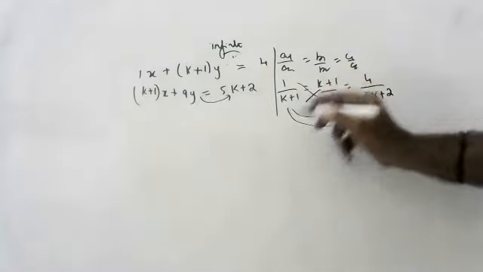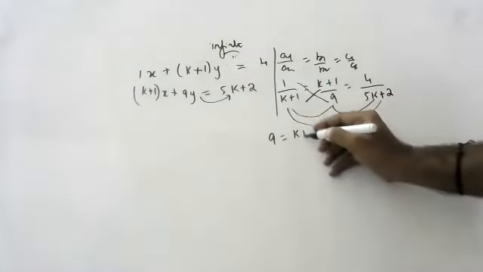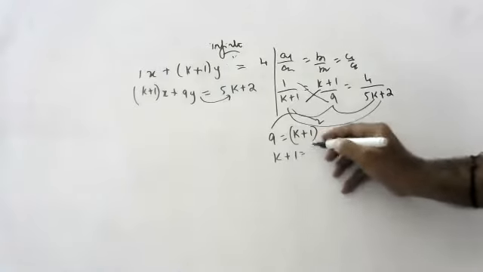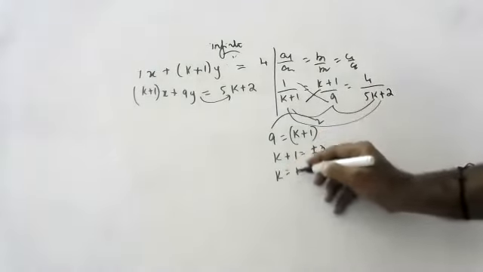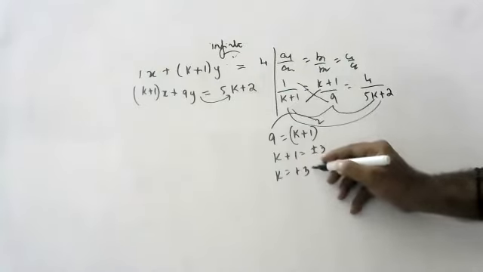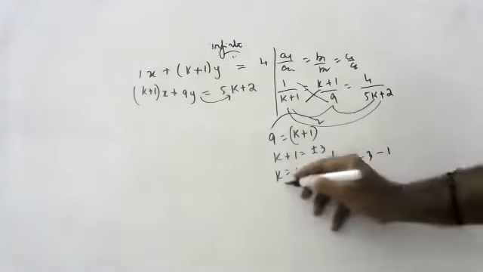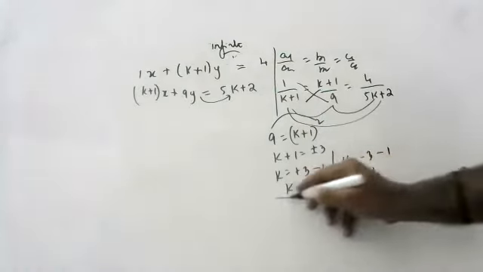So do cross multiplication. So 9 is equal to (k plus 1) into (k plus 1), that is k plus 1 whole square. Square root here, k plus 1 is equal to plus or minus 3. If it is plus 3, then 3 minus 1 is 2. If it is minus 3, minus 3 minus 1 comes minus 4. So k can be plus 2 or k can be minus 4, like this, children.